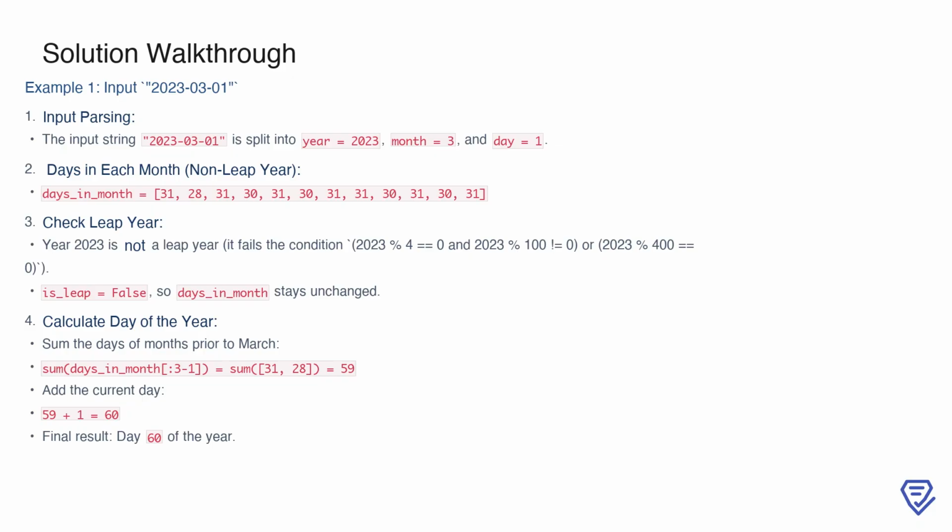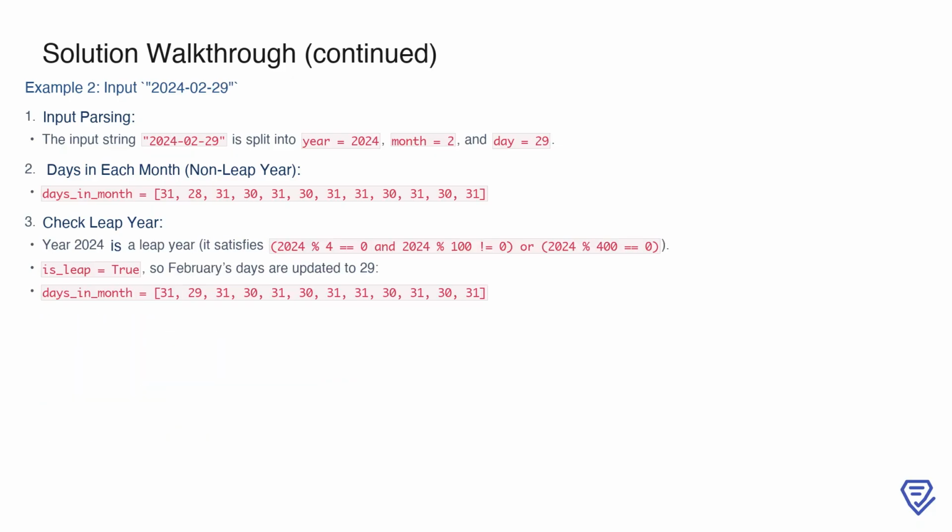Therefore, March 1, 2023, is the 60th day of the year. Now let's look at a second example with the input February 29, 2024. First, we parse the input into year equals 2024, month equals 2, and day equals 29. As with the previous example, we initialize the days_in_month list for a non-leap year, where February has 28 days.